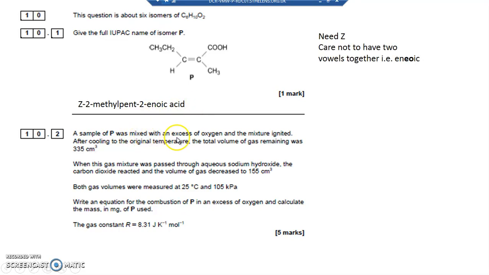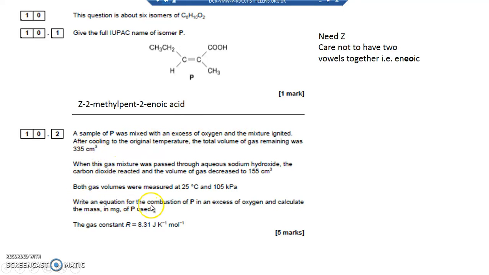The sample of P was mixed with excess oxygen. The mixture was ignited, so P's going to be ignited. Excess oxygen, so it's complete combustion. I'm going to make carbon dioxide and water. I'm not going to make carbon monoxide or carbon with incomplete combustion. I've got plenty of oxygen. After cooling to the original temperature, the total volume of gas remaining was 335.